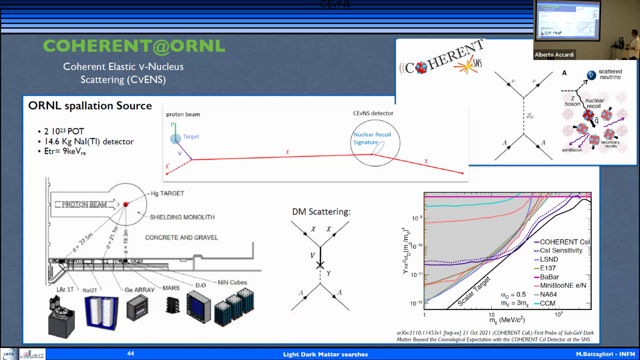But again, similar to the other experiment, you can also recast this kind of experiment to exclude. You try to see if there is an excess of energy deposited in your detector. You don't see it, and then, knowing the fluxes and the luminosity, you can put a limit on the cross section.